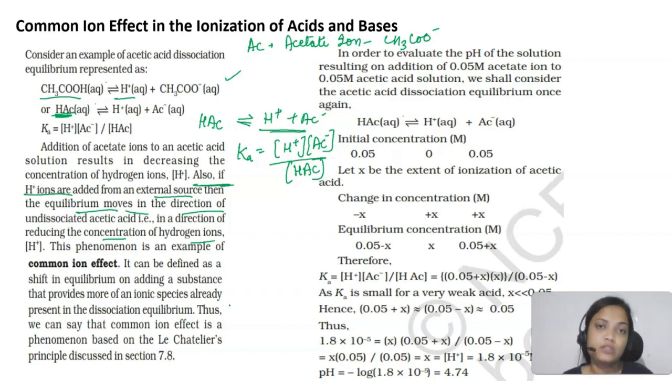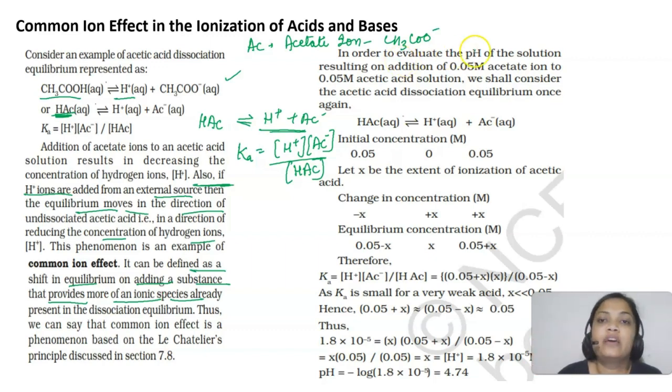So what is the common ion effect? Try to understand. It can be defined as a shift in equilibrium on adding a substance that provides more of an ionic species. If we are increasing the concentration of ions here, whatever shift in equilibrium happens, that we will call the common ion effect, and it is again based on Le Chatelier's principle only.